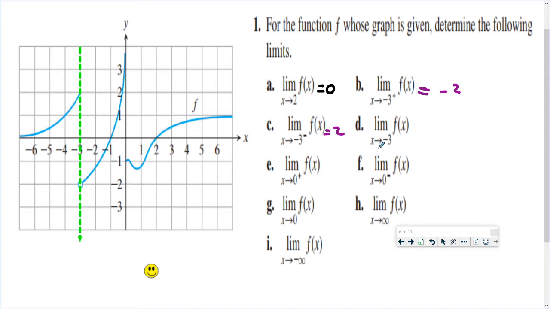Now they tell us the limit of the function when x approaches -3. They didn't tell us from the right or from the left. That means we have to compare right and left. If they are the same, then that is the limit. But if they are different, we'll say the limit does not exist. Here, I prefer to say DNE, does not exist.